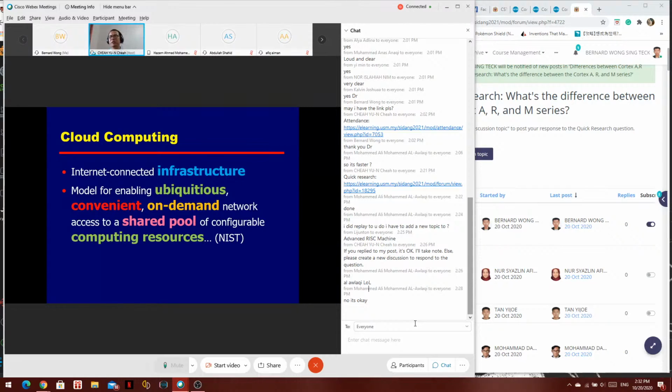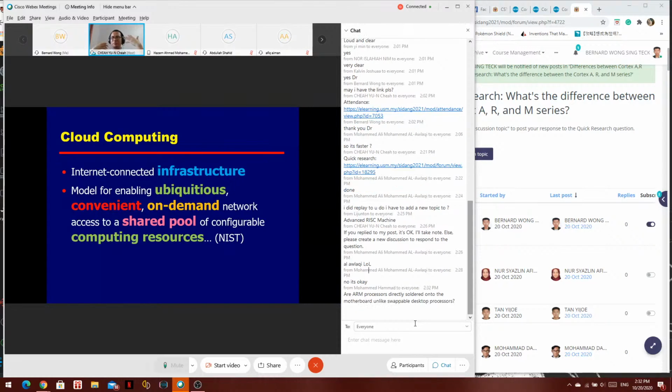Why? Because all these computing resources are put on the internet for different people to use, for different purposes, and for different platforms and whatever. So it's really a very abstract way of using computers.